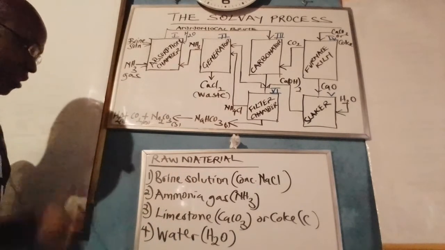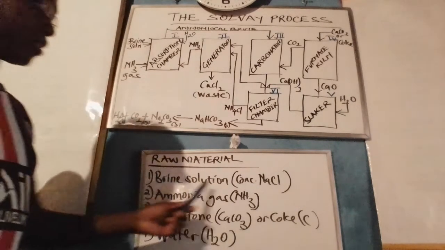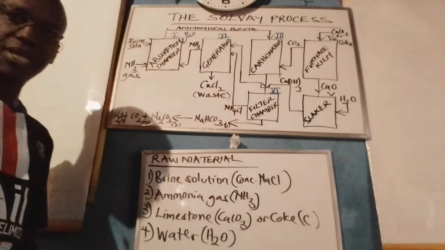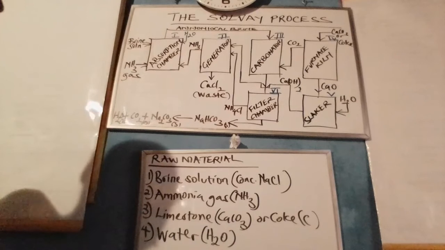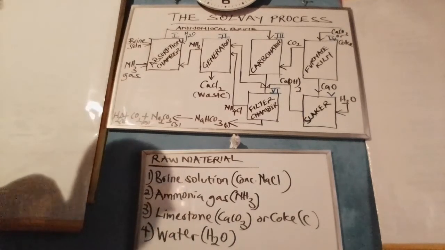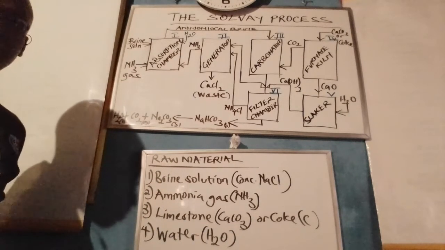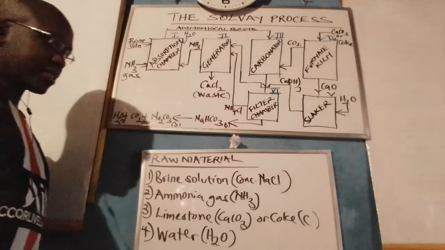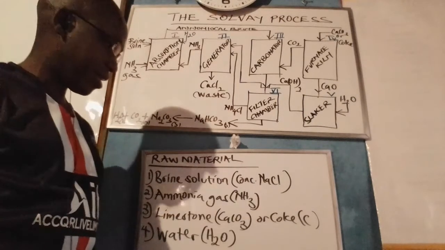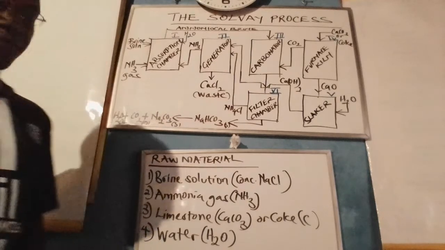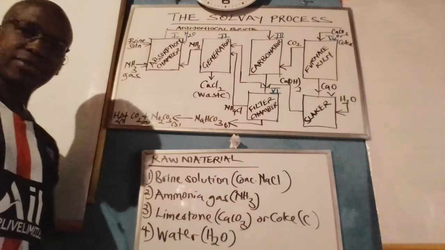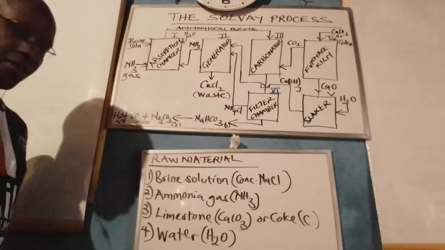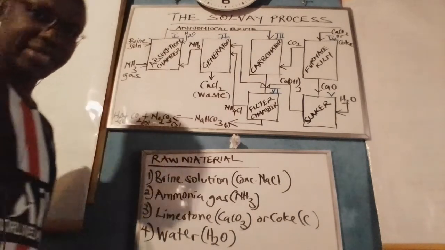The main raw materials for this process include brine solution, which is sodium chloride in the concentrated state, normally obtained from rock salt; ammonia gas, which is obtained by the Haber process with the synthesis of nitrogen and hydrogen; limestone, which is solid calcium carbonate, normally powdery; and in the absence of limestone we have coke, which is exclusively carbon. We also have calcium oxide or water, which is used in the slaking process.